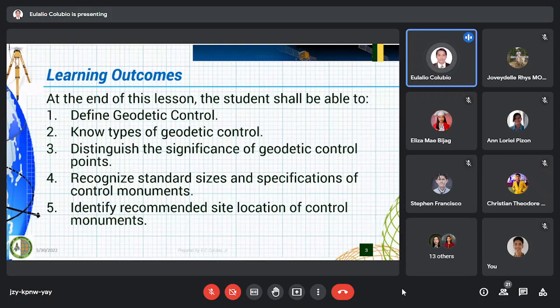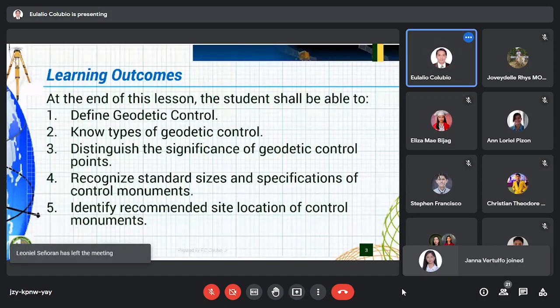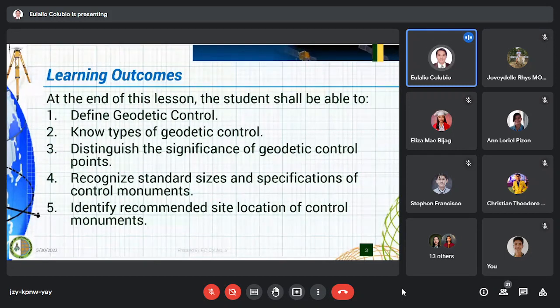All right. Generally, the two types of control are called geodetic control because we are taking into account the Earth's curvature. And number 3, you are going to distinguish the significance. What is the significance and importance of having this geodetic control? And then recognize the standard sizes and specifications, the measurements of the mixture and height, and then the recommended site location of these control monuments.